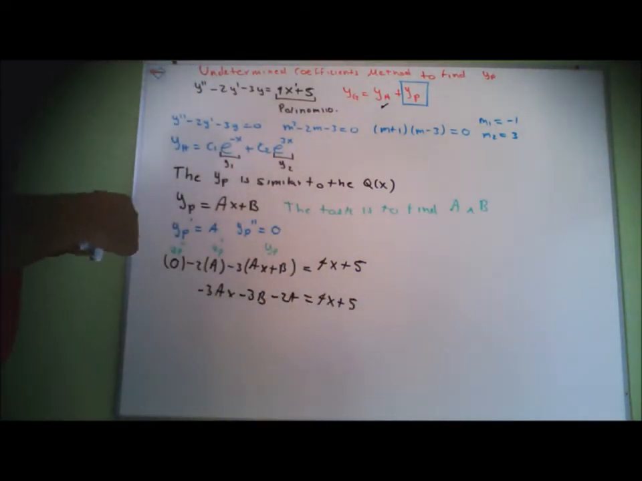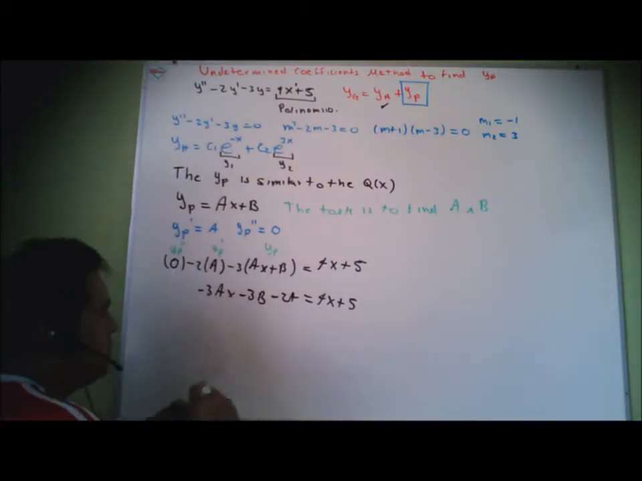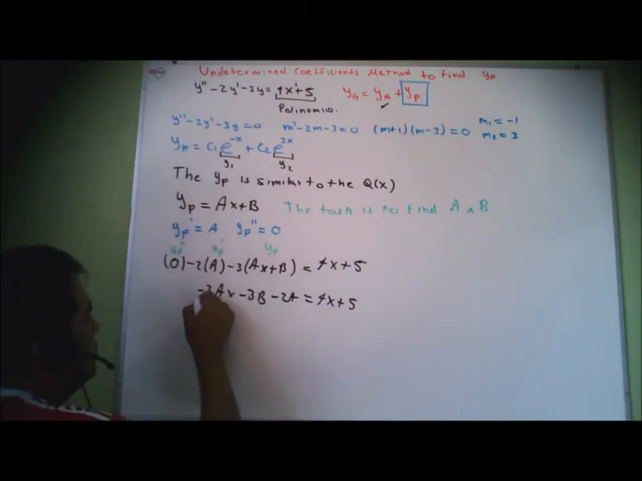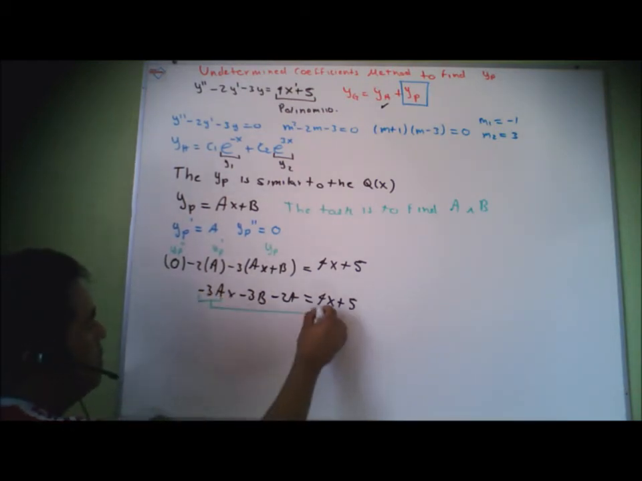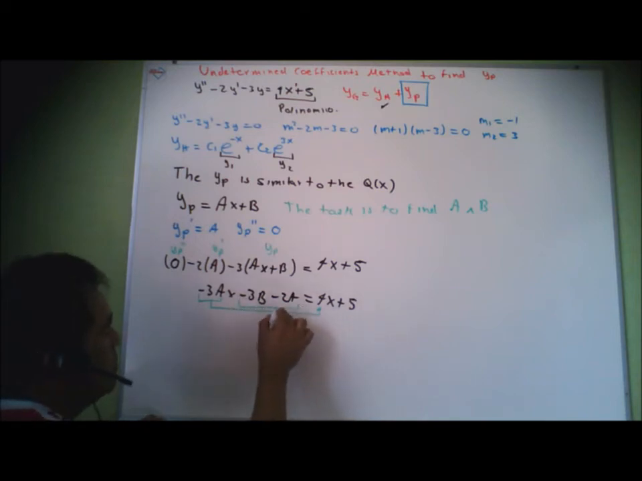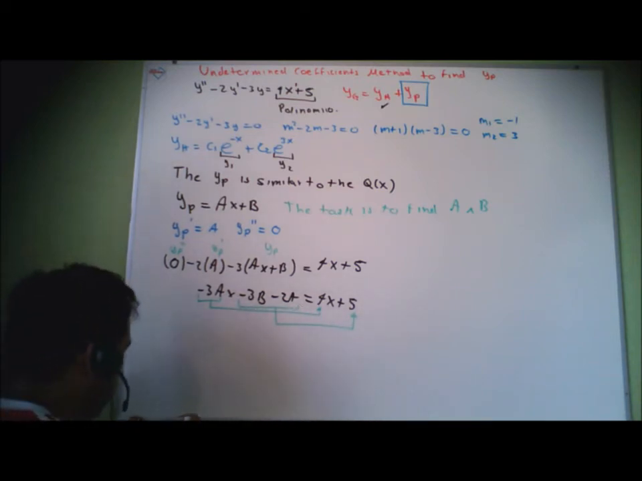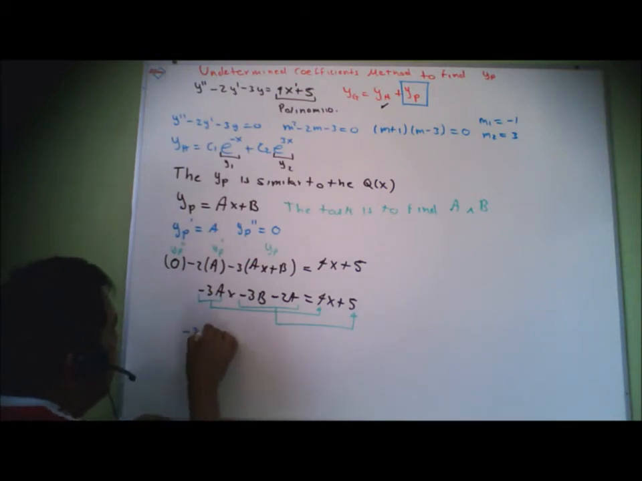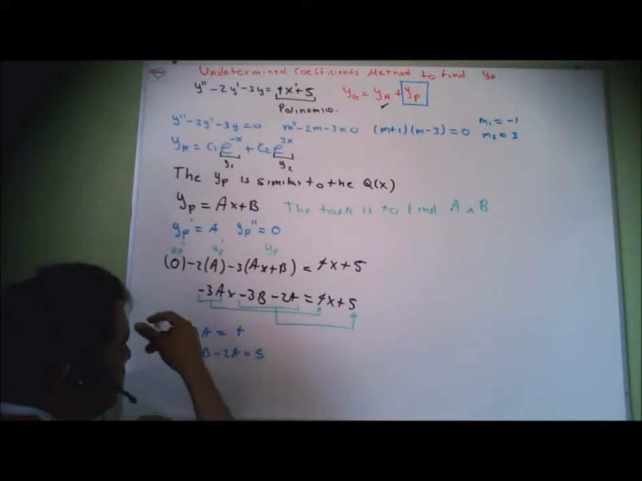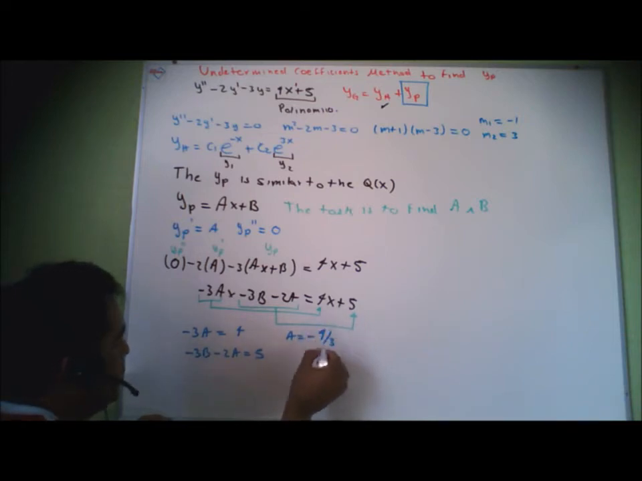Okay, so what we have to do is to make equal the coefficients. So for this polynomial to be equal to this polynomial, this coefficient must be equal to this coefficient, and this coefficient must be equal to this coefficient. That means that minus 3a shall be equal to 4, and minus 3b minus 2a must be equal to 5. So from here I can see that the value of a is minus 4 over 3, and let's replace that here to calculate the value of b.